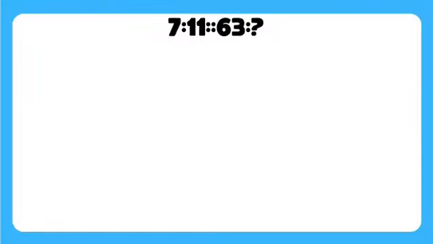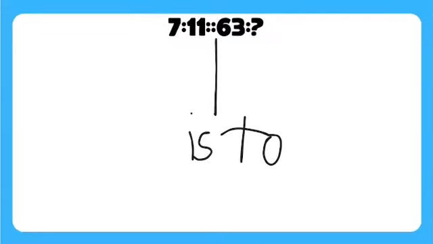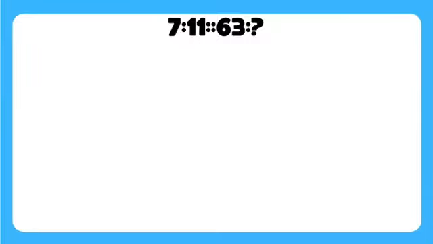7 to 11 is to 63 to what? I'm just going to explain how you read these questions. When you are reading ratios, you will say 7 to 11. And now when there is a proportion, you will say is to. That's how you read these questions. So 7 to 11 is to 63 to what?